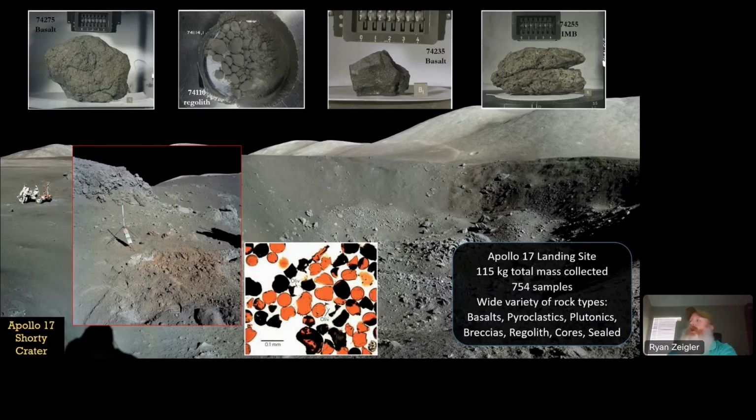And so, across the Apollo 17 mission, they collected almost 115 kilograms of sample, just over 750 different generics. And again, just like the previous slide where I was showing all the missions together, you've got this wide variety of basalts, a wide variety of rock types and regolith types.